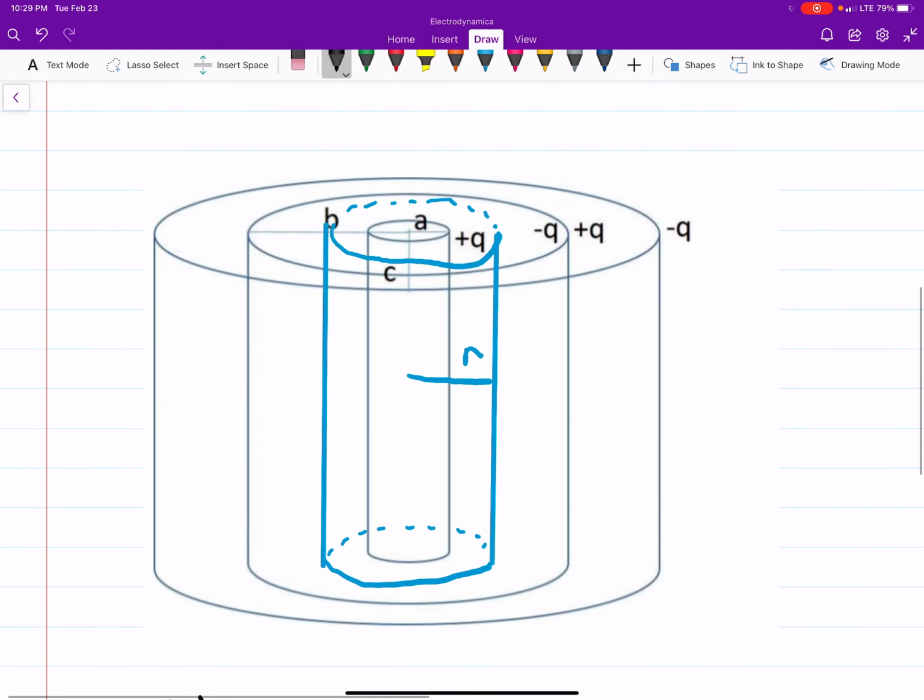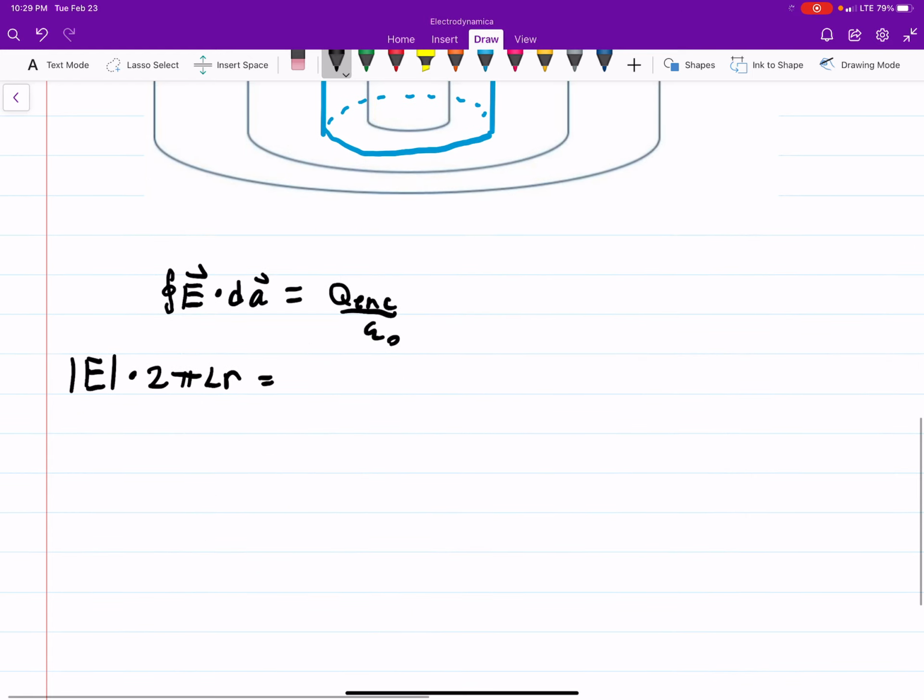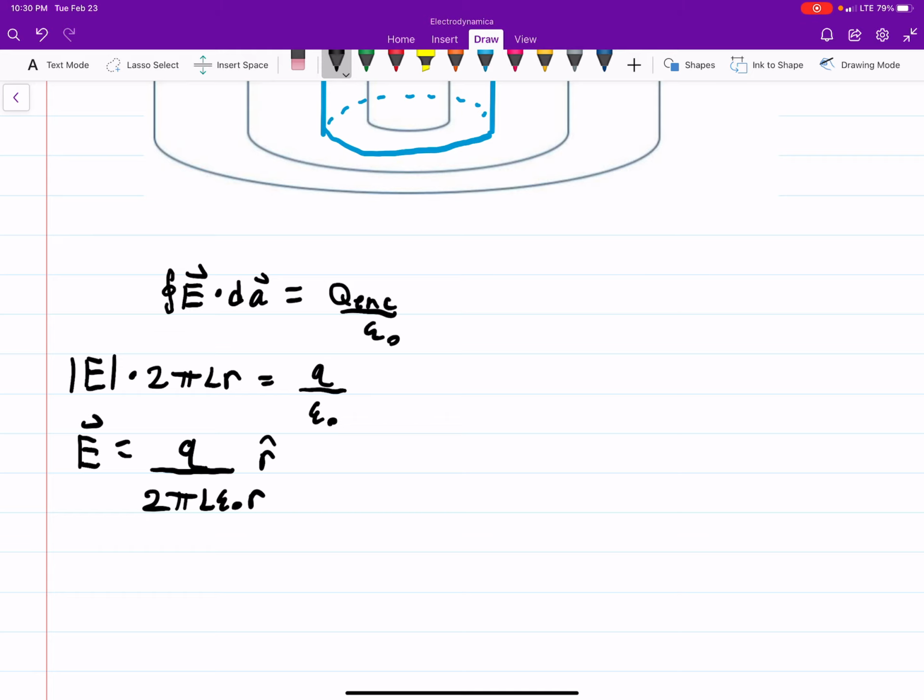Now, if we think about the charge enclosed inside our Gaussian surface, it's just this plus Q. A lot of times it takes a little bit of work to find the Q enclosed, but it's actually pretty easy here. So very easily we can find that your E field is equal to Q over 2 pi L epsilon naught r, in the r hat direction.